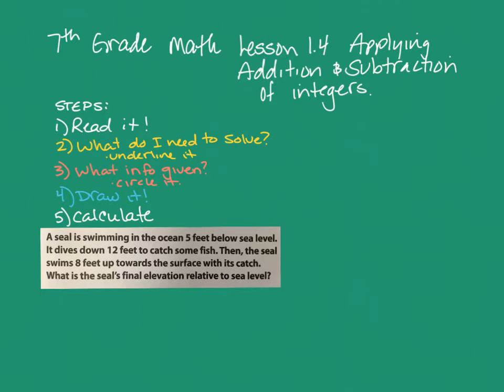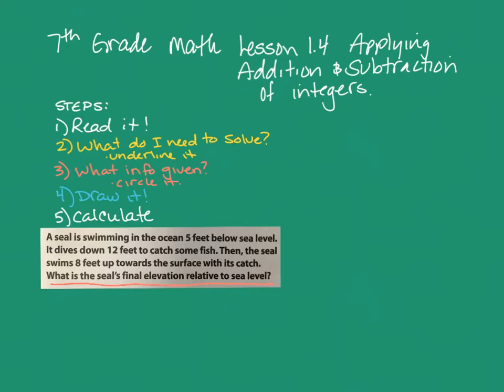Well, step 2 says underline what I need to know. So I'm going to underline that. I want to know what the seal's final elevation relative to sea level is. Hopefully it's negative, right? Because we're hoping that seal is still underwater, unless it jumped out of the water, but it should still be underwater, so it should be negative.